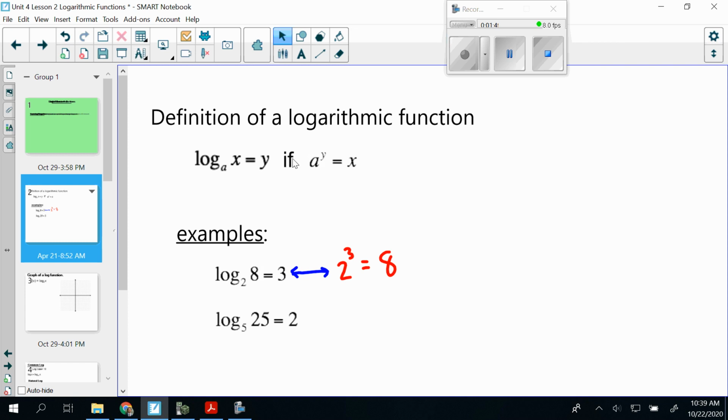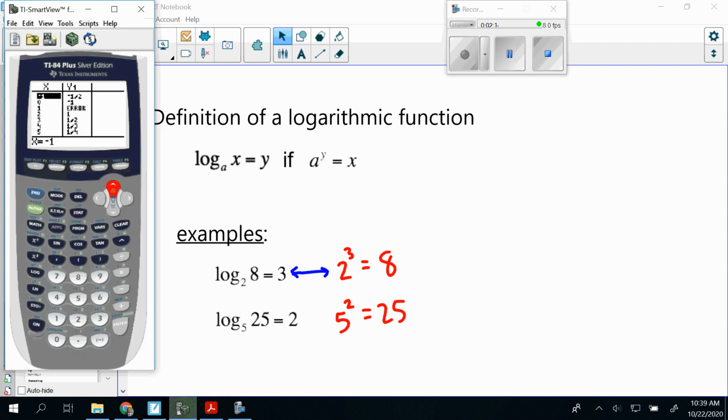The next one, log base 5 of 25 equals 2. Again, that is true. If you change that to exponential form, 5 is the base number, 2 becomes our exponent equals 25. So again, this is an equivalent thing. 5 squared is 25. You can see it works. You can also do these in the calculator just to check, and we'll talk about some ways to do that as we go through the video.